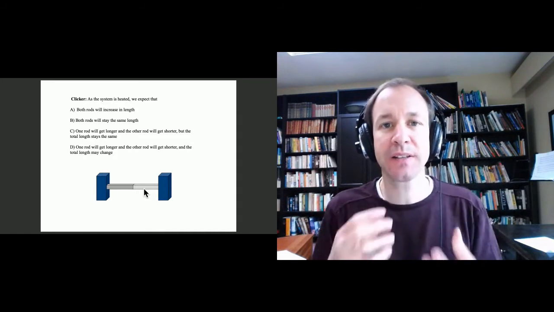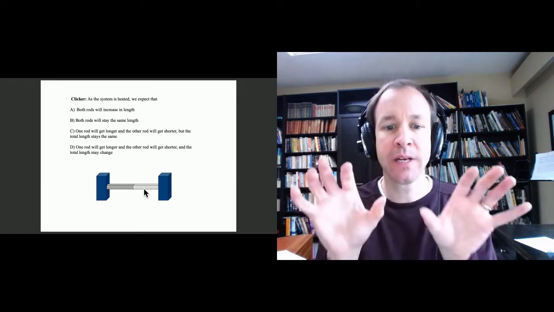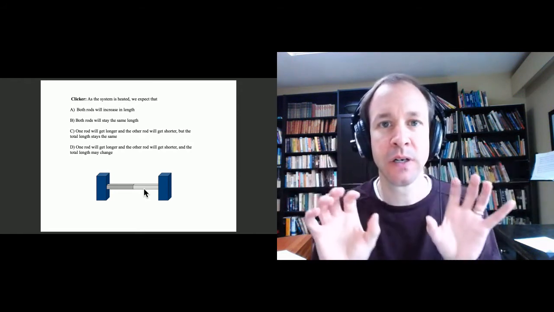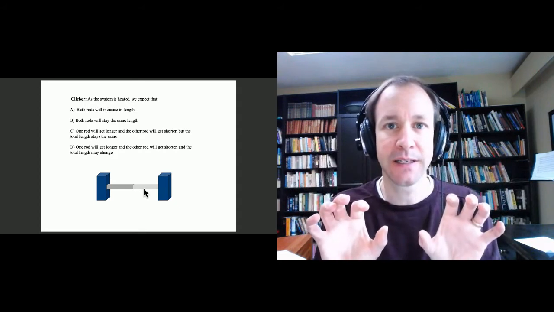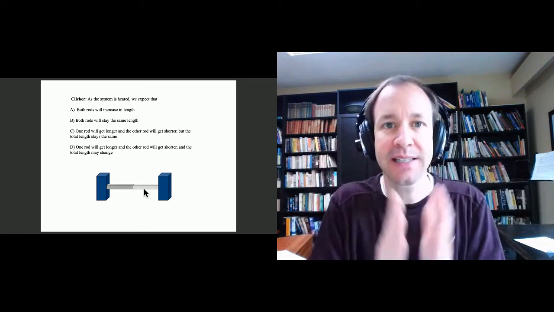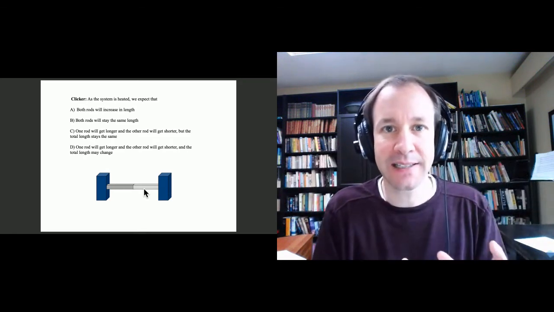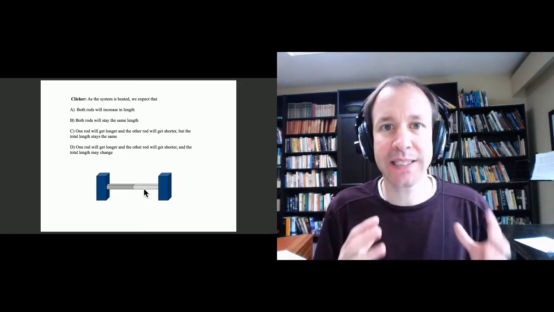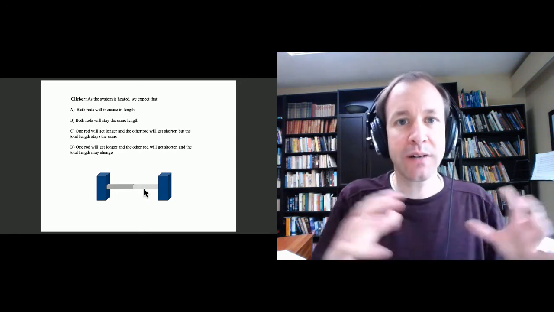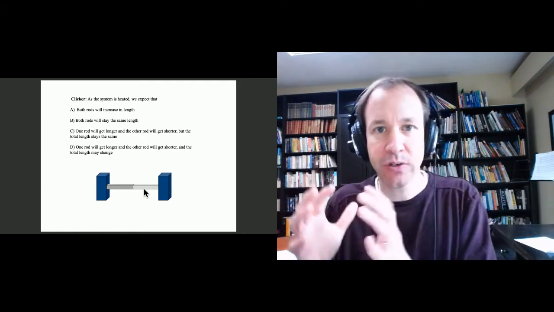But because the rods are made of different materials with different properties, we don't know that both rods are going to remain the same length. In fact, because it's not a symmetrical situation, it's unlikely that both rods will behave in exactly the same way. And so what we would expect generically is that one rod is going to get larger and the other rod is going to end up shrinking.